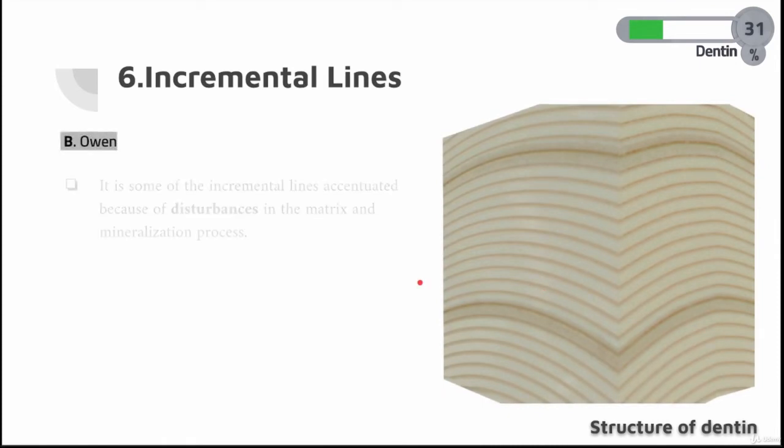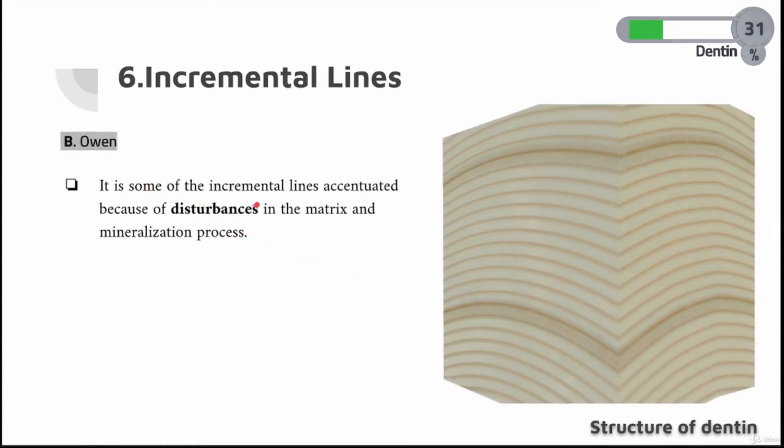Incremental line of Owen. It is sum of incremental lines accentuated because of disturbance in matrix and mineralization process. When disturbance happens during dentinogenesis, which is matrix formation and mineralization, it will be reflected as incremental line of Owen.